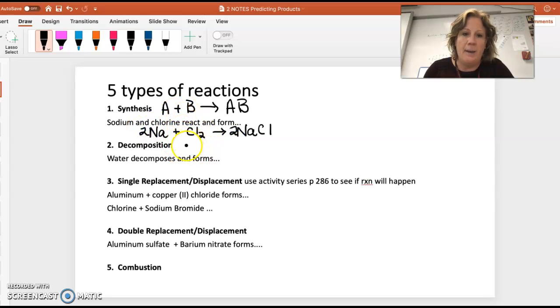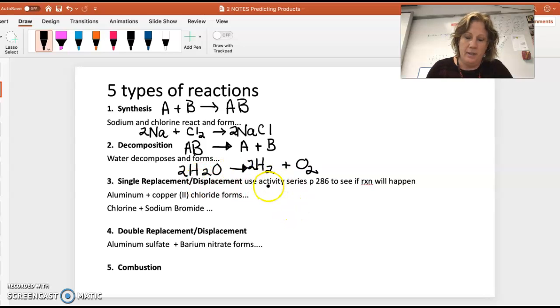Decomposition is essentially the opposite. You have 1 compound right away breaking down into pieces. So, for example, water will decompose when you apply electricity. This is called electrolysis. It'll break into its elements, hydrogen and oxygen. These are both diatomic, part of the Brinkelhoff. So then I would balance with a 2 and a 2.